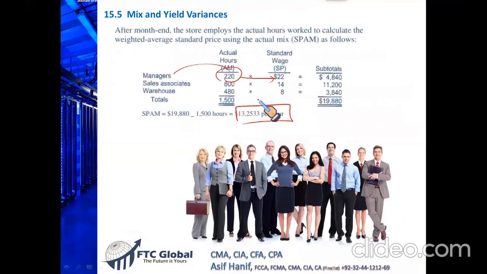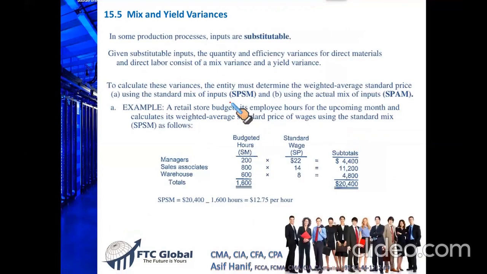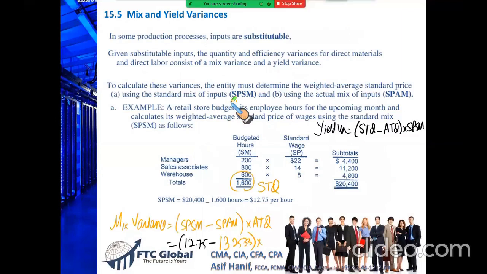This is the actual total quantity. 1,500 is the actual total quantity. So you plug it in, 1,500. If you solve this, your average rate should be 12.75. But since you use more managers' time, your average rate went up. So it's going to be adverse mix variance.